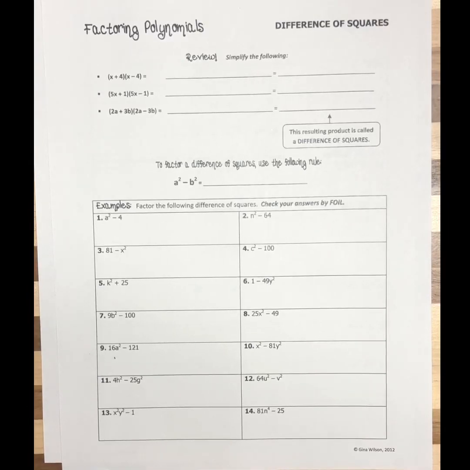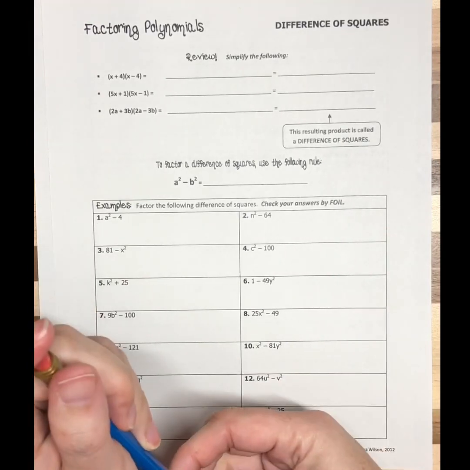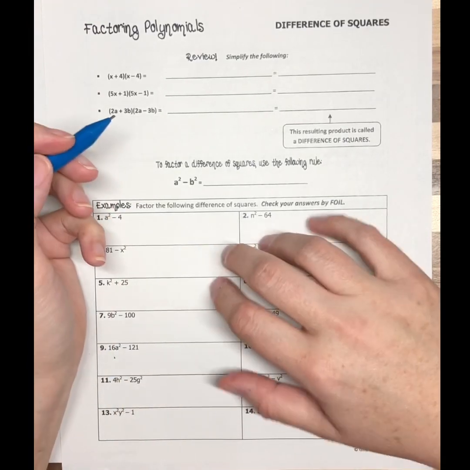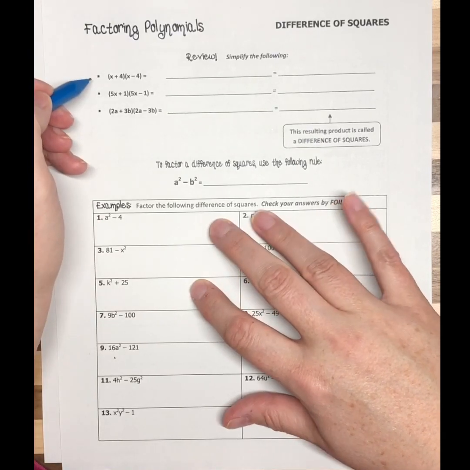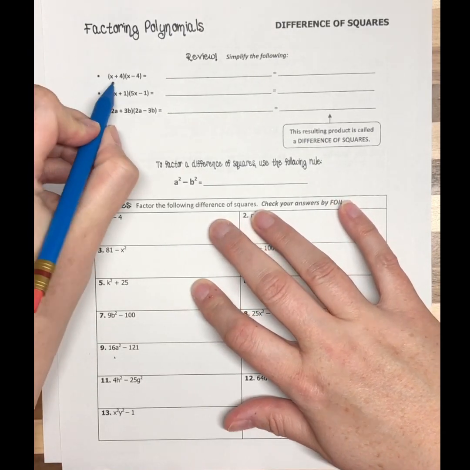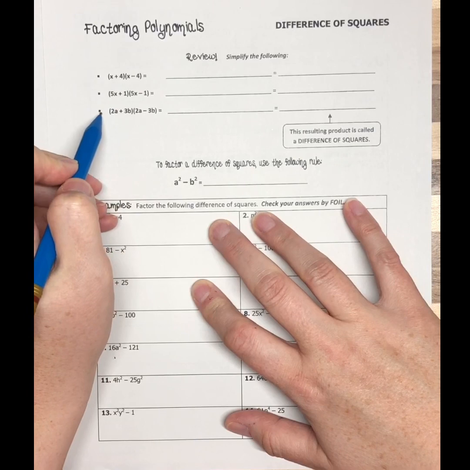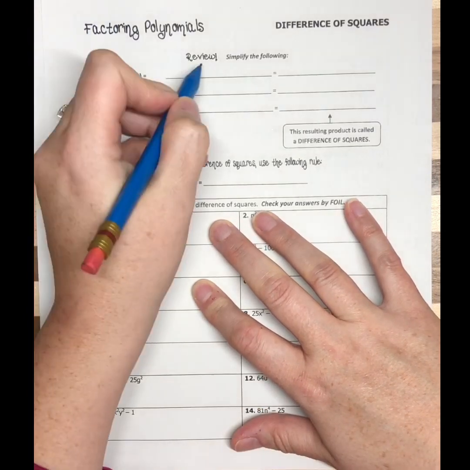Okay, so the cool thing about this lesson, factoring a difference of squares, is that it's meant to be a very quick and fast factoring, and you're using square roots. So, before we get into that, I want you to look at the first 3 bullet points as a review, okay?